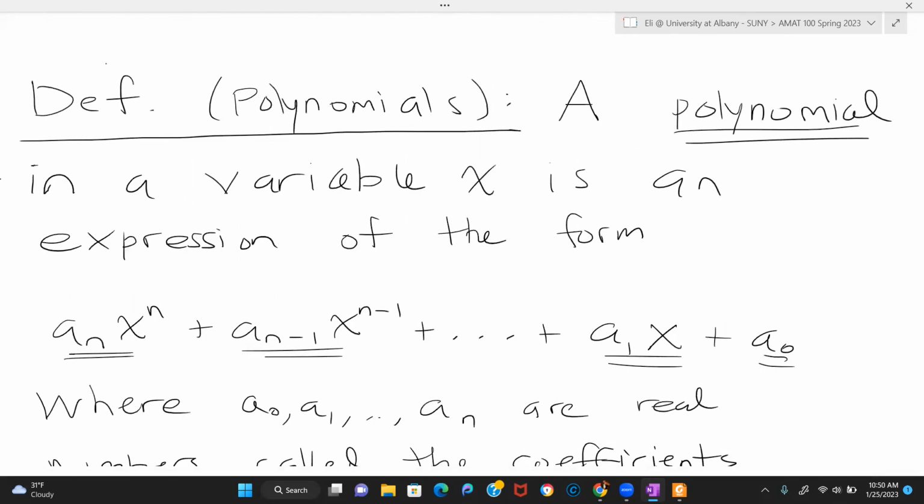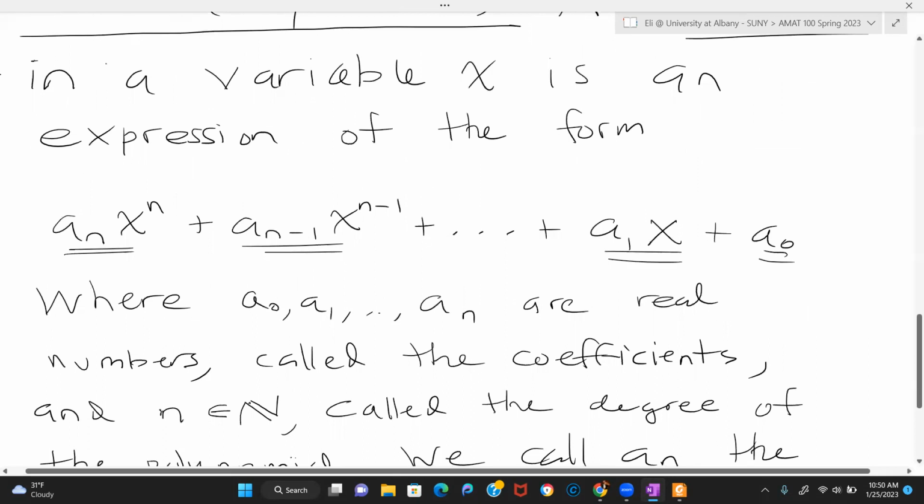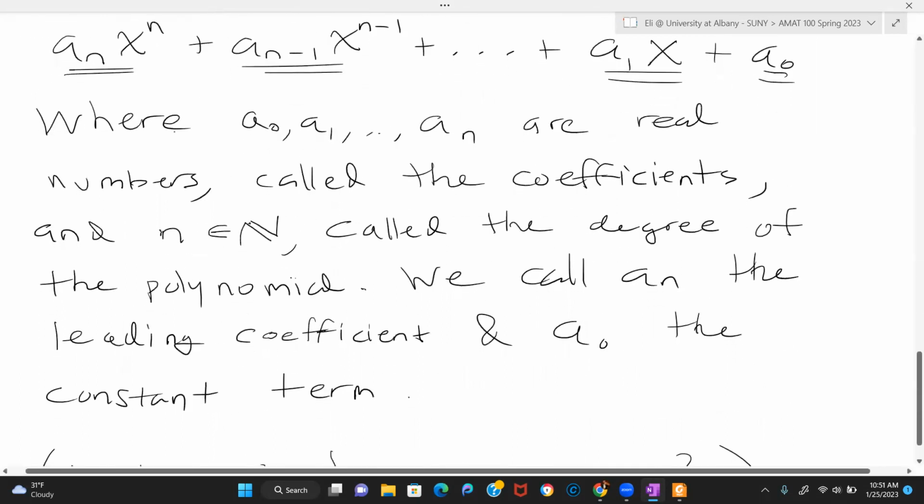So a polynomial in a variable x is an expression of this form right here, and the a0, a1, through an are real numbers, and they're called the coefficients. So these are constants; they're fixed, a definite number. x itself just represents any number, and n, a natural number, is called the degree of the polynomial. We call an the leading coefficient and a0 the constant term.